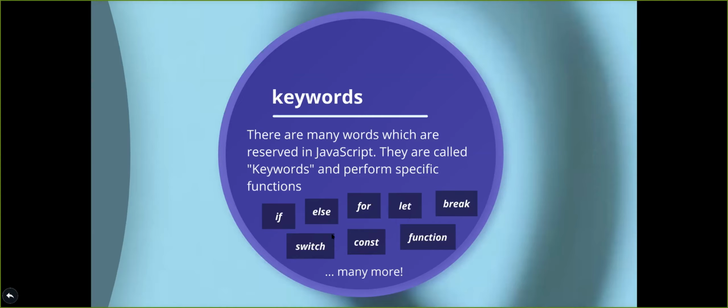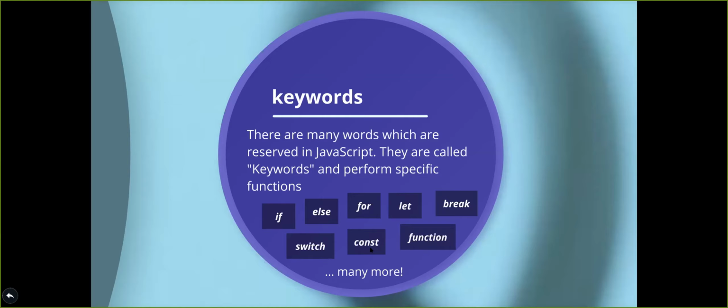So some examples of keywords that you're going to see: if, else, for, let, break, switch, const, function, class. There are many keywords. We're going to learn as many of them as we need, but I'm also going to have you learn them in such a way that you can imagine what other keywords are and you can remember them easily. So you don't have to write them down.